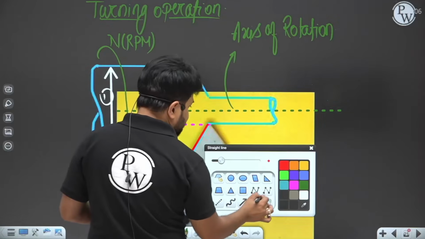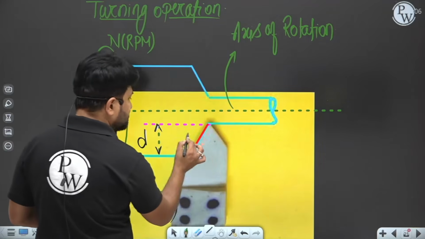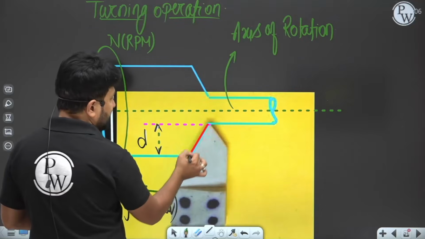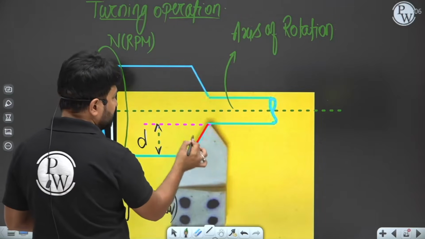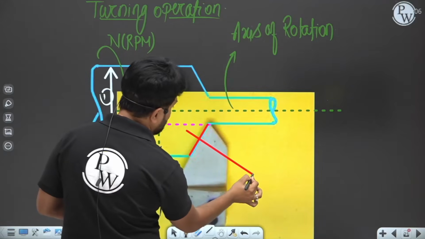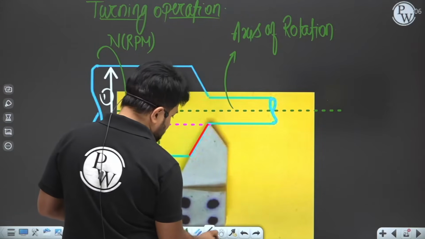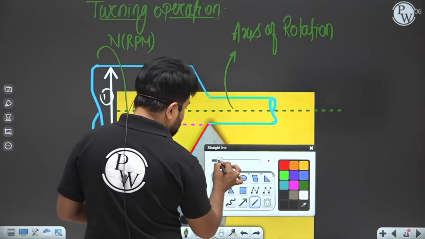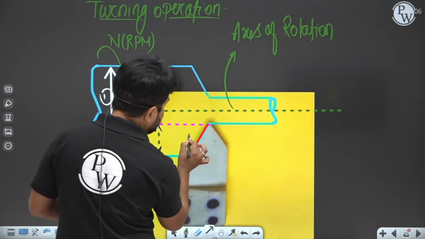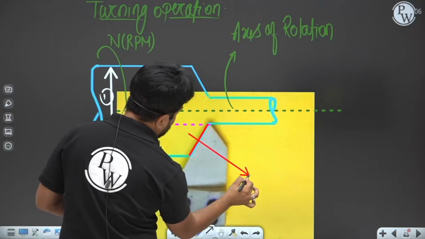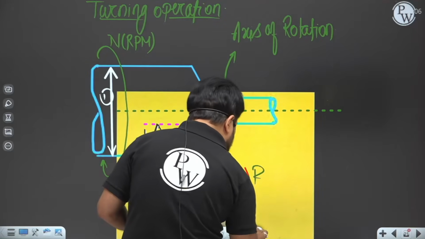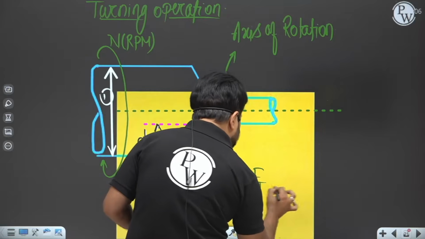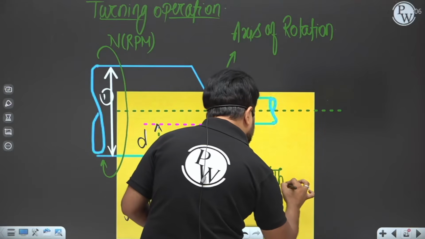Now, my dear friend, because this is the line of action, and along this line of action the tool and workpiece are in contact, the thrust force will always be perpendicular to the line of action. So this is the thrust force, Ft.